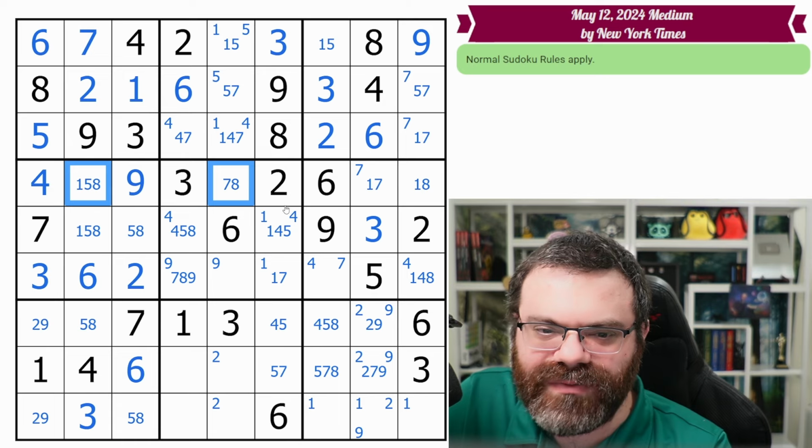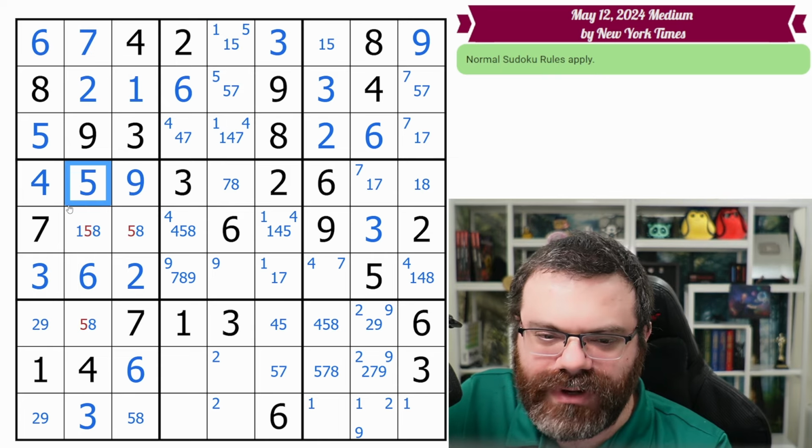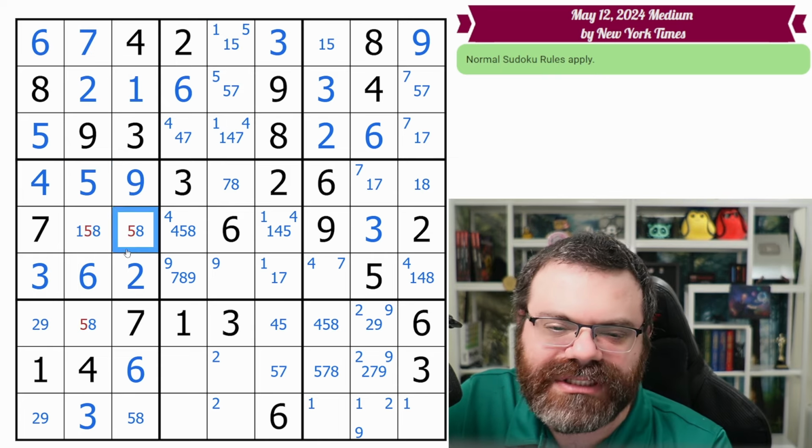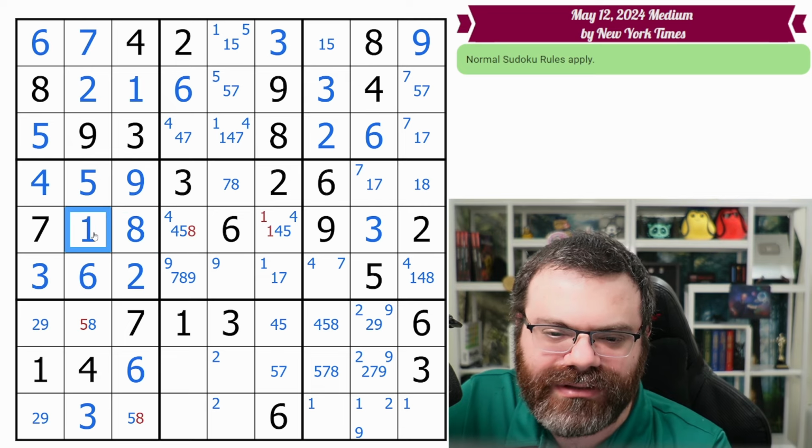And remember I said 5 had to be in one of these 2? Well, actually, by thinking about that, I noticed some pointing that I hadn't noticed before of these 2 5s. And so now that does place the 5 in the row. And that's going to be huge because that resolves this entire box. This can only be 8 now, and this can only be 1.